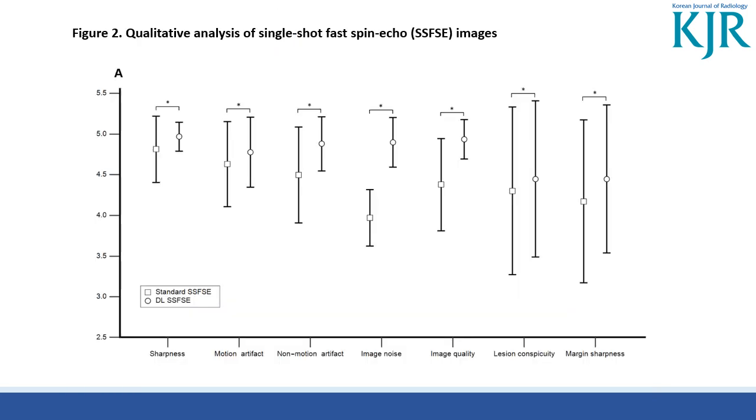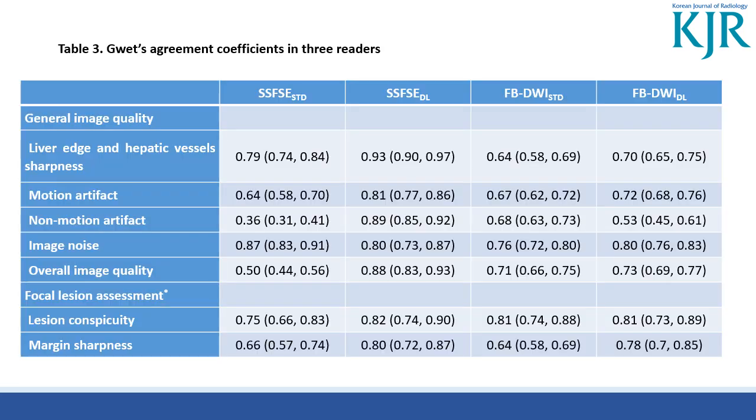This figure shows the qualitative analysis of single-shot fast spin echo images comparing the standard and deep learning methods. Compared to standard SSFSE, DL-SSFSE achieved significantly higher scores for all evaluated parameters. The agreement among the reviewers is summarized in this table. The inter-rater agreement for deep learning sequences tended to be higher than for their standard counterparts.